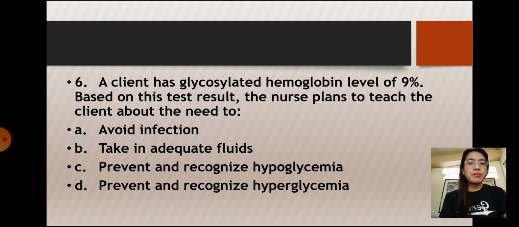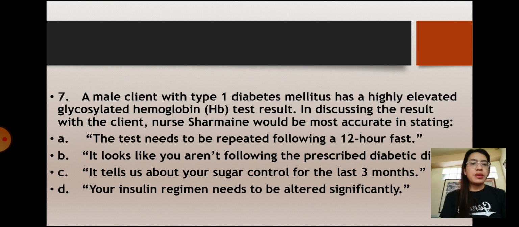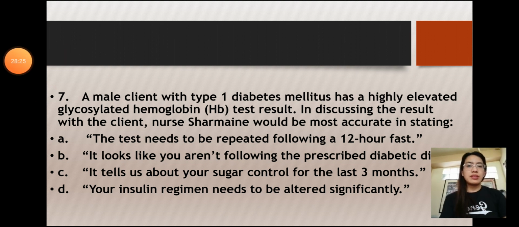Number 7, a male client with type 1 DM has a highly elevated glycosylated hemoglobin test. In discussing the result with the client, the nurse would be most accurate in stating A, the test needs to be repeated following a 12-hour fast. B, it looks like you aren't following the prescribed diabetic diet. C, it tells us about your sugar control for the last 3 months. Or D, your insulin regimen needs to be altered significantly. So, what is the best answer you can give our patient? His hemoglobin test is high. So, what will be your answer?